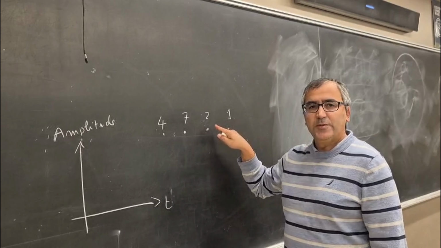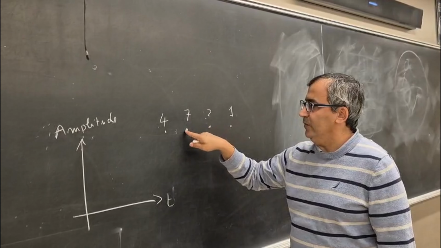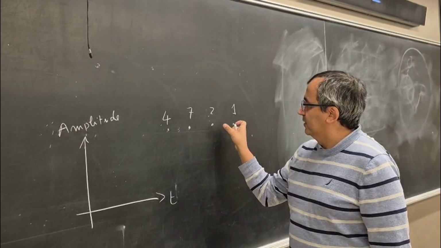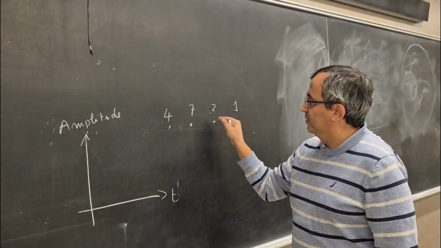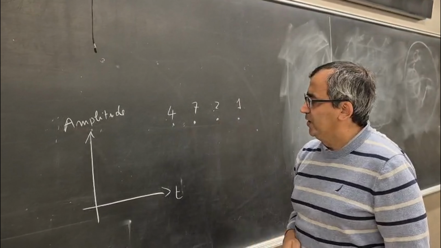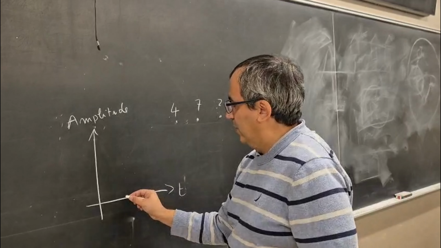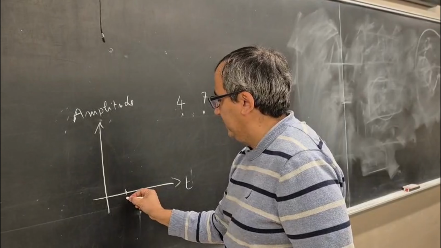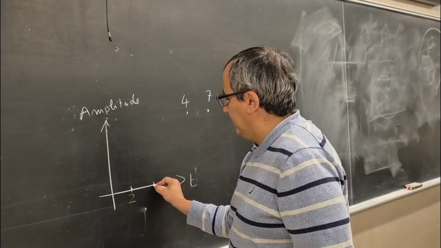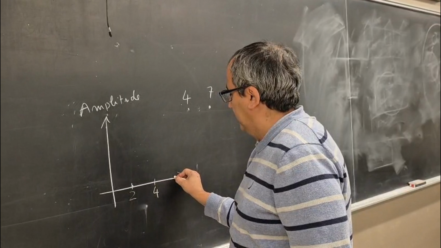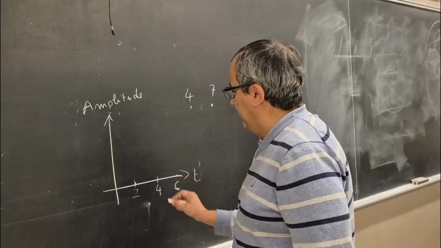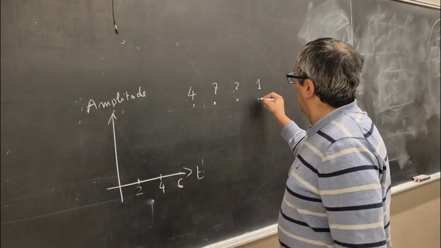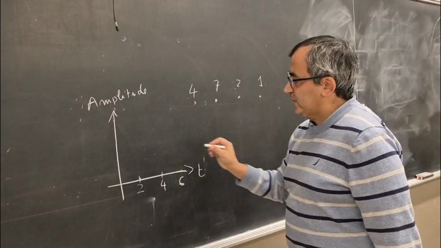Now suppose the observer is moving, and the time difference between the motion between here and here, suppose, for example, it's 2. It can be seconds, or it doesn't matter. But suppose it's 2 here, 4, 6. So at time t0, for example, we are at 1.